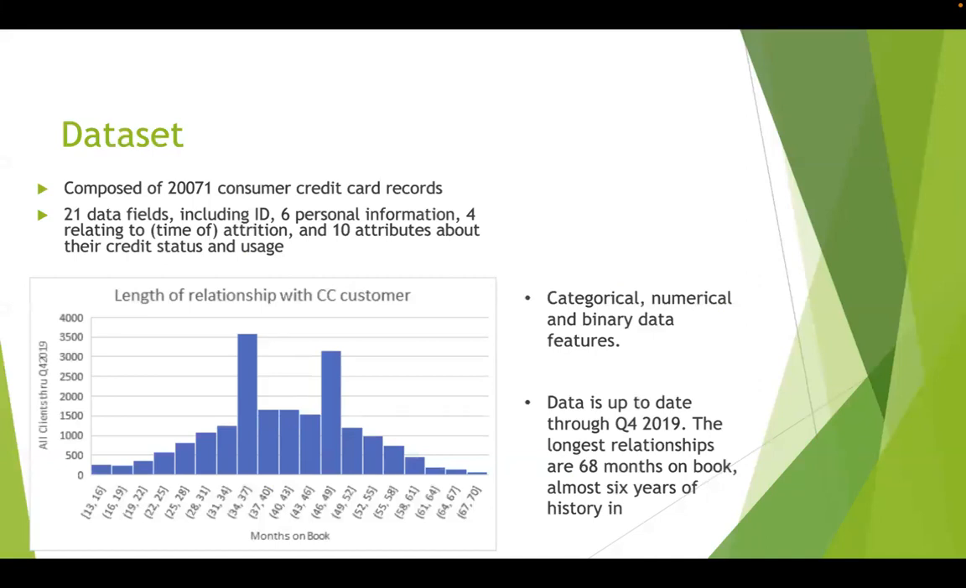So the given data set is a subset of customers' credit card information from 2018 and 2019. It includes attributes such as personal information and credit card usage. There are a total of 20,071 customers represented, and each customer is represented in the rows, and the columns represent each attribute. There's a total of 21 attributes, which include categorical and numerical features.